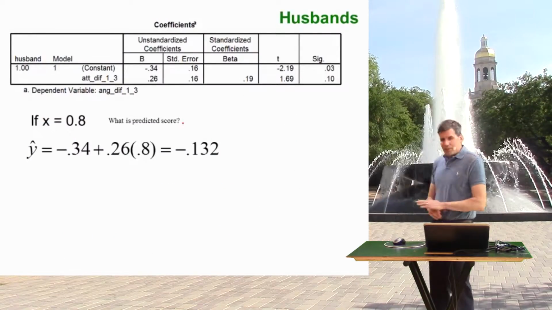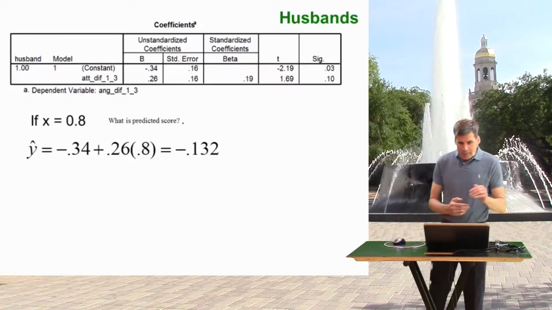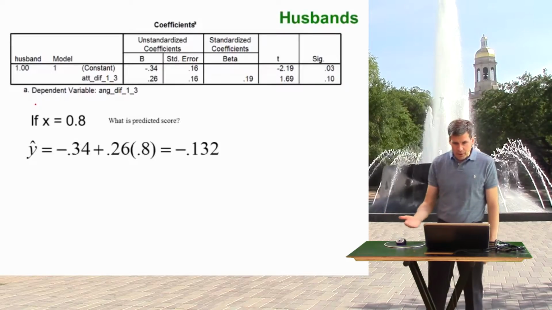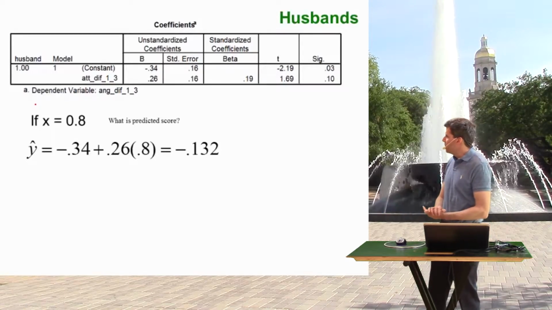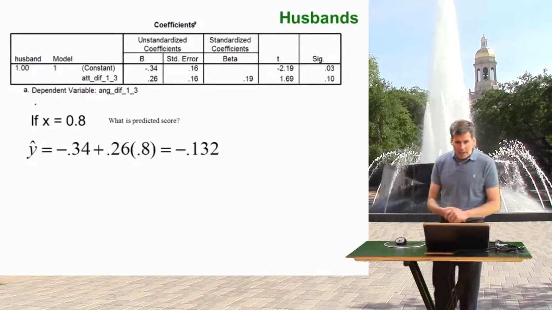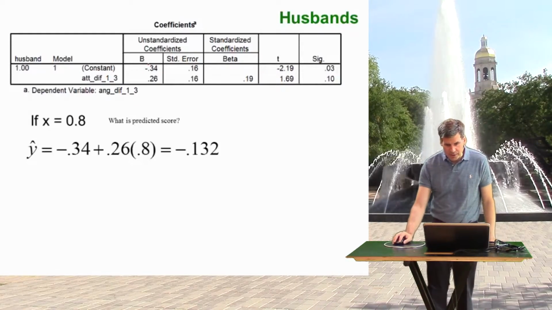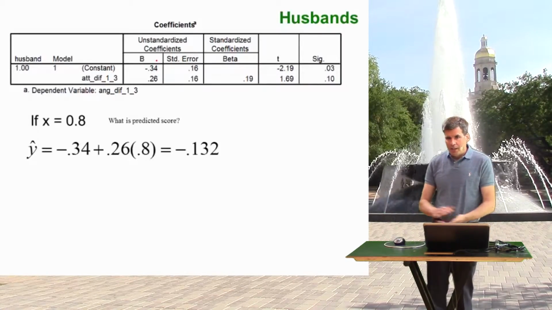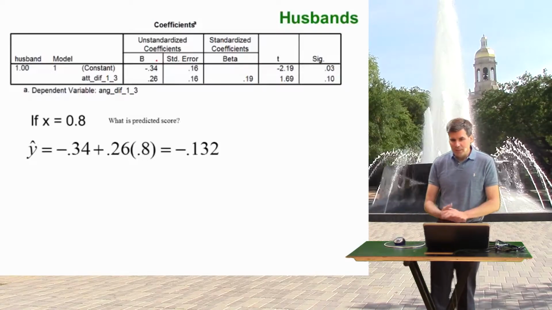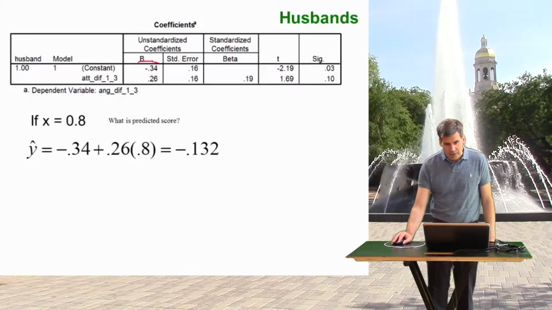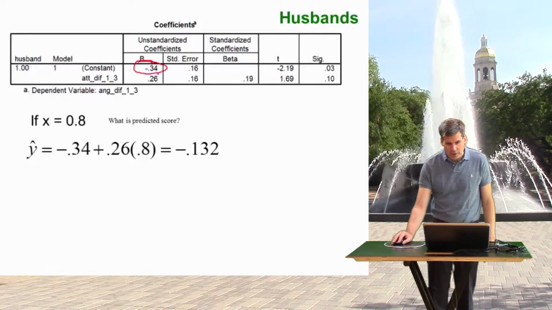Here are some other types of questions I might ask. In this example, I'm going to give you someone's score. Now I've switched back to husbands' output; we were dealing with wives' output for a while. Here's our regression equation for husbands. This wasn't significant, but we can still plug our equation in and get people's predicted scores. Our intercept was negative 0.34, and our slope was 0.26.